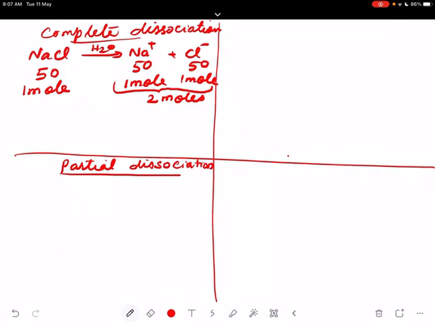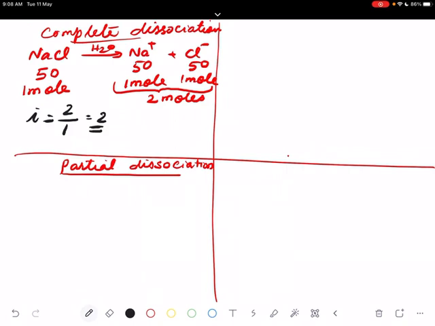Now Van't Hoff's factor, which is denoted by i, is equal to the total number of moles after dissociation, that is 2 moles divided by 1 mole. 100 upon 50 or 2 moles upon 1 mole, that is 2. Van't Hoff's factor is 2.